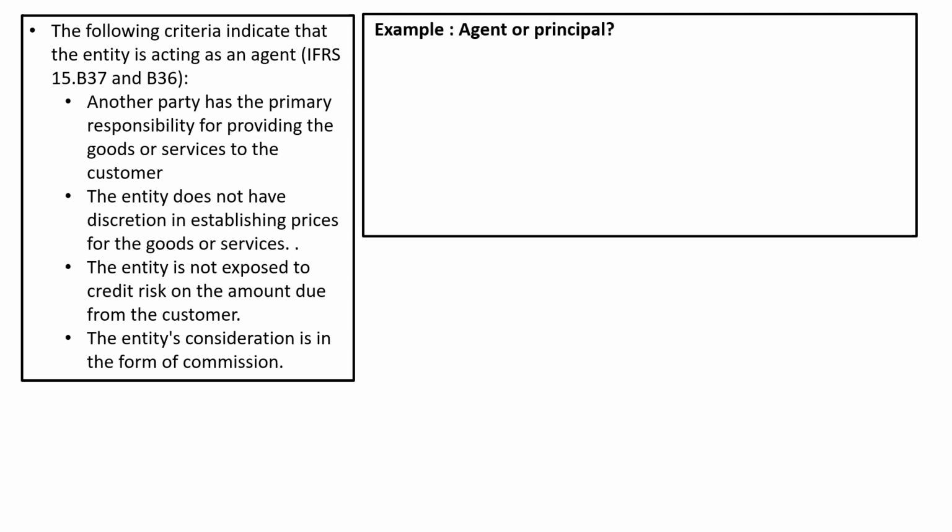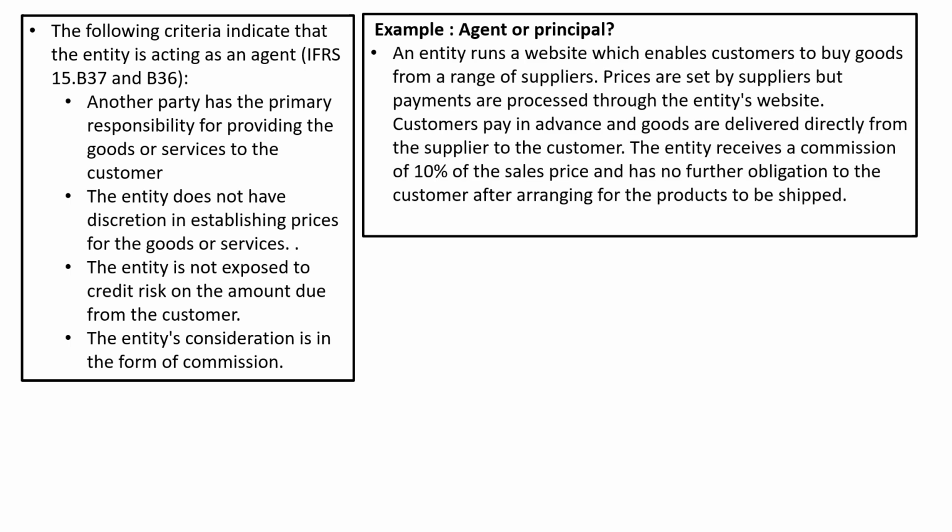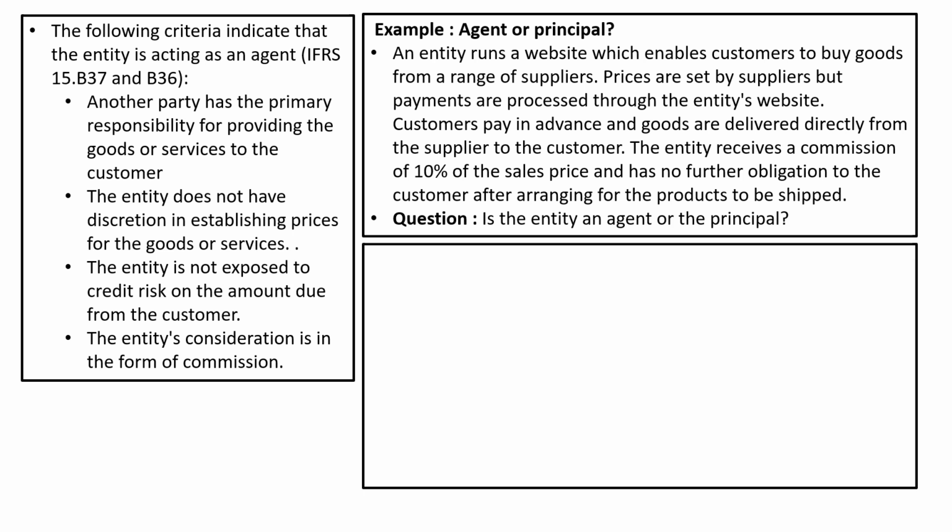Let's look at an example as to whether the entity is acting as an agent or principal. An entity runs a website which enables customers to buy goods from a range of suppliers. Prices are set by suppliers, but payments are processed through the entity's website. Customers pay in advance and goods are delivered directly from the supplier to the customer. The entity receives a commission of 10% of the sales price and has no further obligation to the customer after arranging for the products to be shipped. So the question is: is the entity acting as an agent or principal?